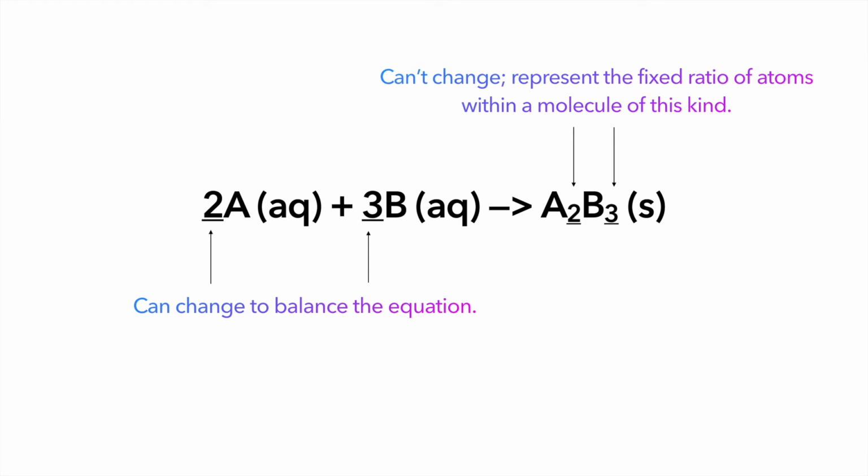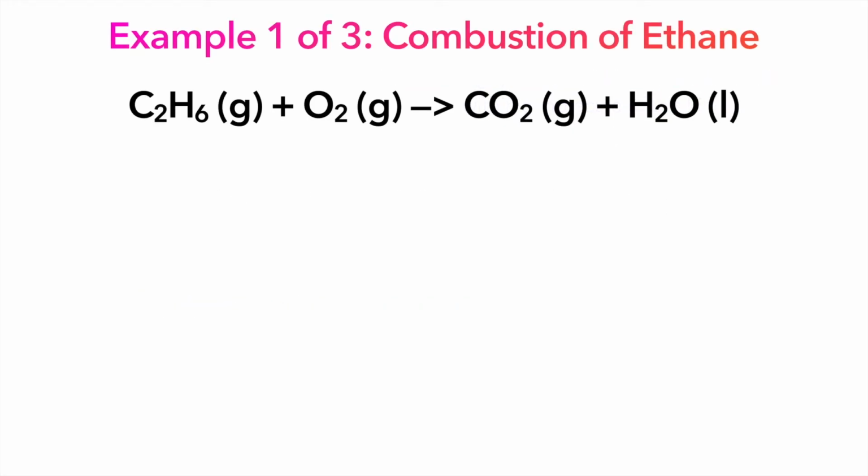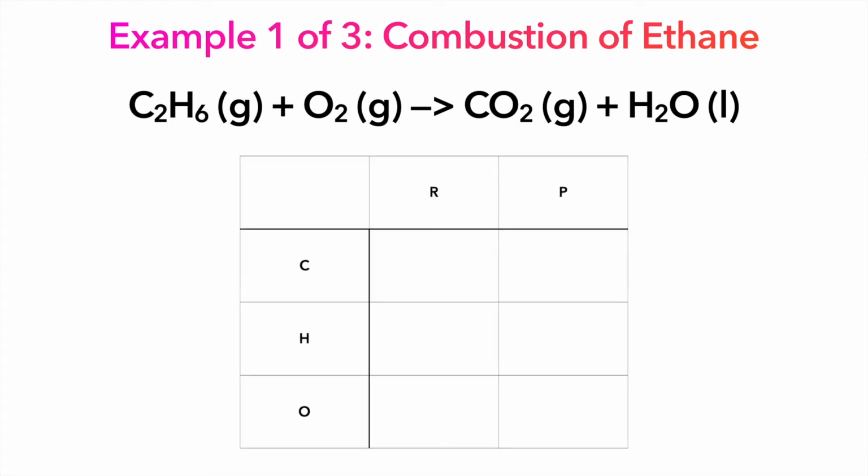Let's now look at some examples of balancing equations. Here's the unbalanced reaction for the complete combustion of ethane to form carbon dioxide and water. If you'd like to try this out by yourself first, pause the video here and resume it when you're ready to check your answers. Let's start by drawing up our table and putting in the number of each kind of element that we start with.